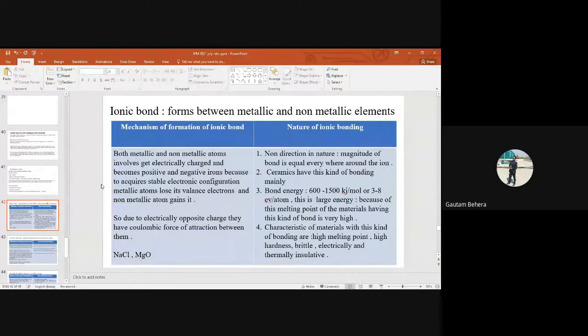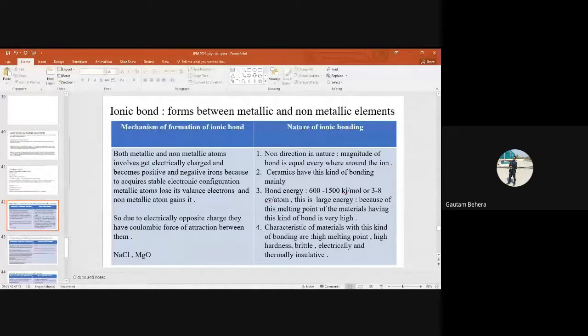So what happens? If you bring these two atoms together, one from the extreme left and one from the extreme right of the periodic table, the metallic atom will lose electrons to attain the stable electronic configuration, but the non-metallic atom will gain them. During this process, the metallic atom becomes positively charged and the non-metallic atom becomes negatively charged, right? Once they acquire charge, strong attractive forces act between them. Strong Coulombic force will be there.